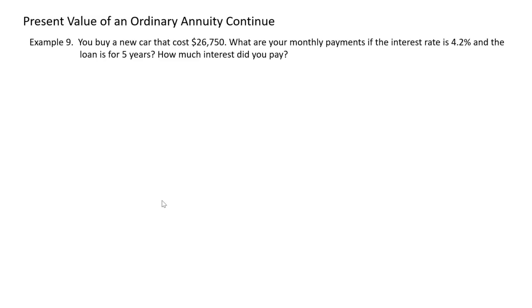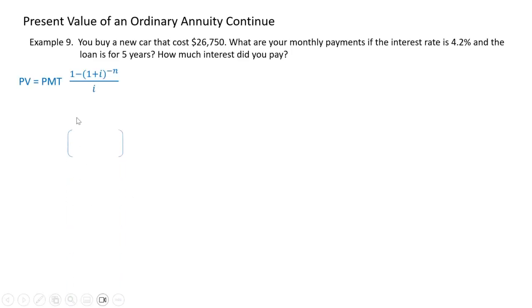You buy a new car that costs $26,750. What are the monthly payments if the interest rate is 4.2% and the loan is for 5 years? And how much interest did you pay? In other words, how much did you end up paying for the car in reality? Okay, here we go.